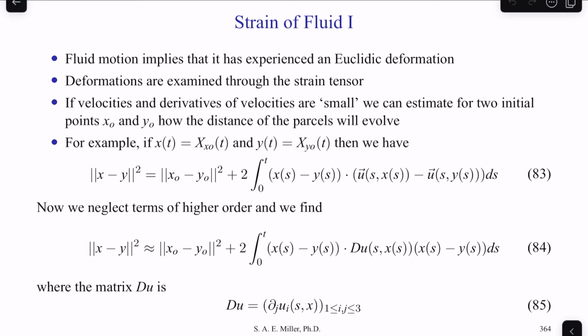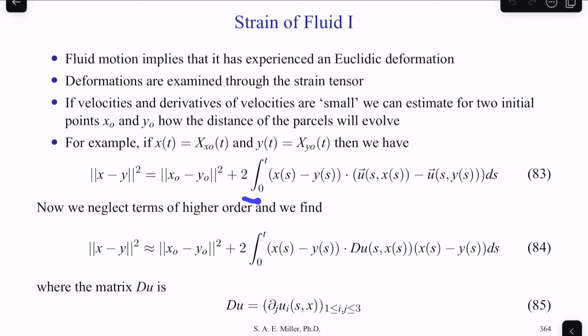For example, if x of t is the initial position at time t0, and y of t is x of y0 at time t, the same time, then we can rewrite the change in distances between the two vectors x and y at various times. The left-hand side of equation 83 is the distance, and that's equal to the original distance plus the new distance traveled between the two vectors.